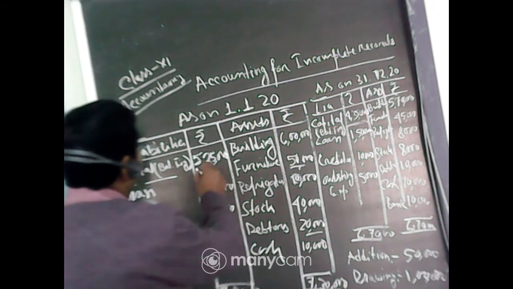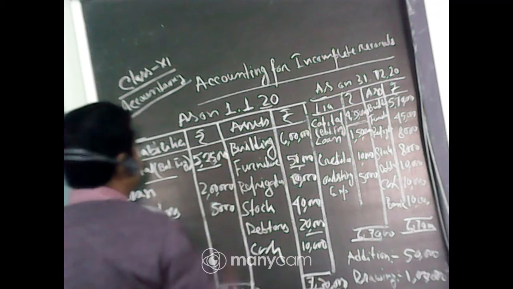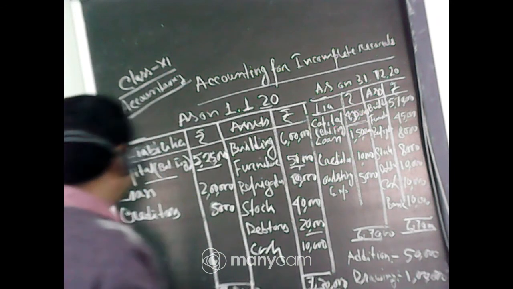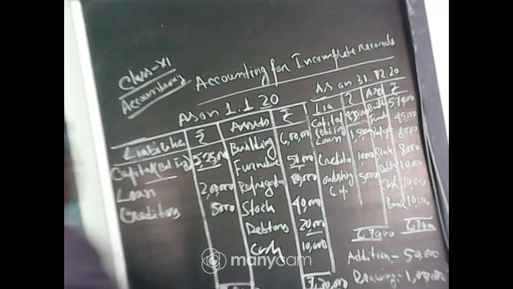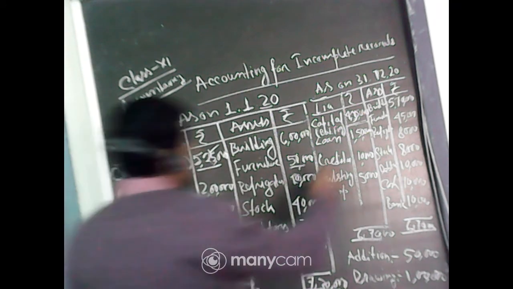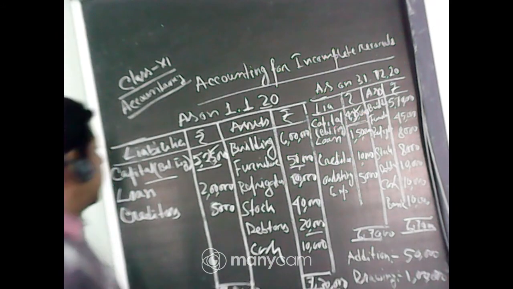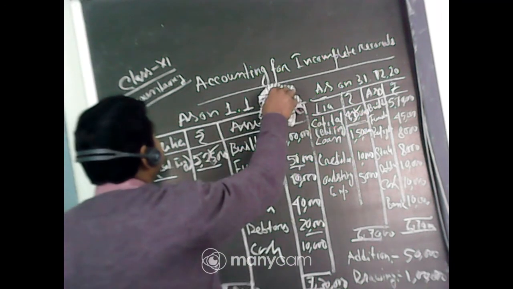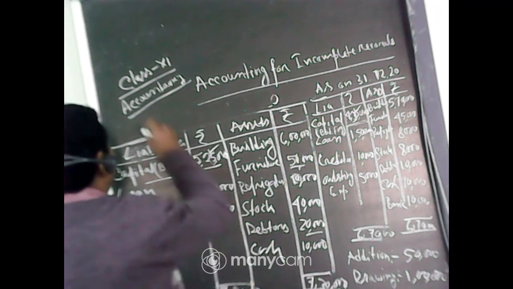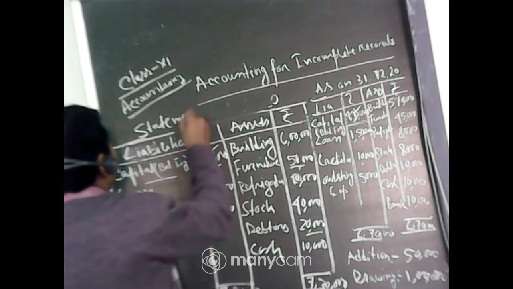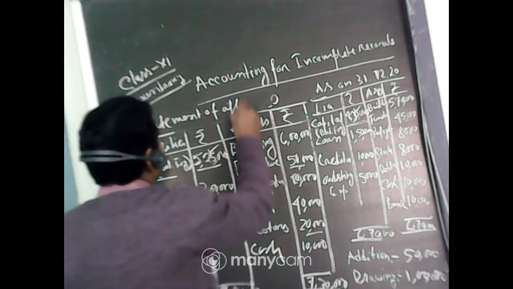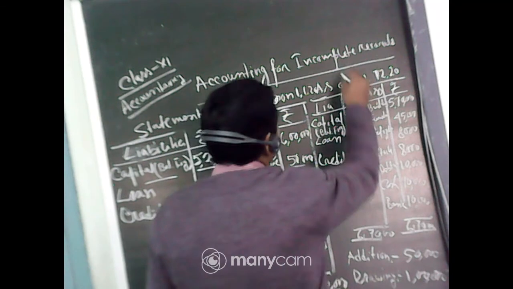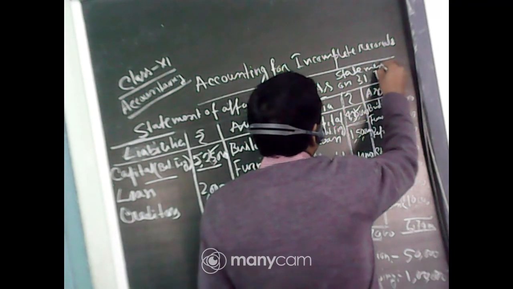One is at the time of opening the shop, that is 5,25,000, and now that is 4,35,000 capital at the year end. So what is the opening capital? Opening capital is 5,25,000 and closing capital is 4,35,000. Now this is not actually the balance sheet. We'll call it a statement of affairs. Statement of affairs as on 1/1/20, and it is also called statement of affairs.